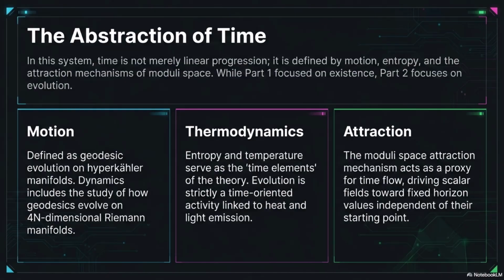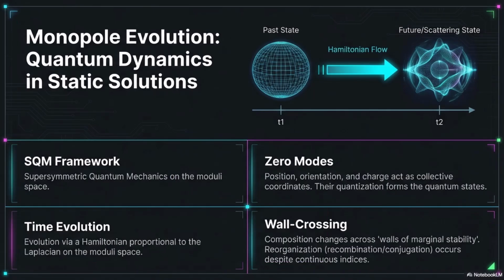That is weirdly fatalistic. But okay, let's zoom in on what is actually moving. The next section introduces monopole evolution. Right. So we're shifting from the landscape to the objects actually in it. We're looking at quantum dynamics. And it mentions zero modes. It sounds like a setting on my washing machine, but I'm guessing it's not.